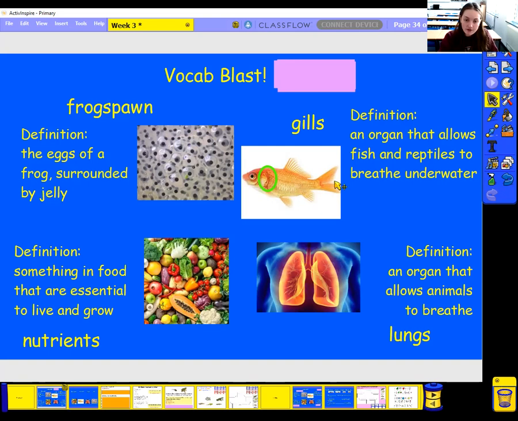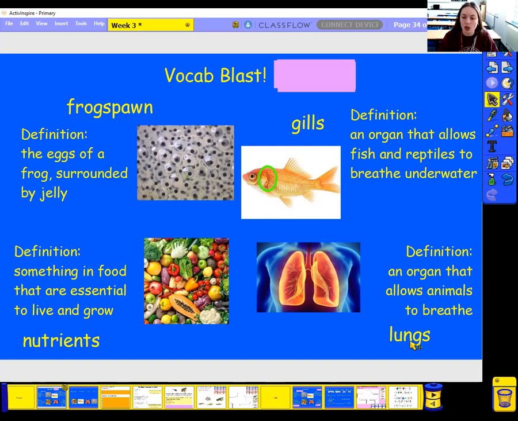So you can see I've got a picture of a fish and I've drawn a circle around where the gills are. The gills are an organ that allows fish and reptiles to breathe underwater. So we don't have them. We've got something else instead. If we had gills, they might be here on our neck and they would help us breathe underwater. But we don't have them. Fish have them and some reptiles have them.